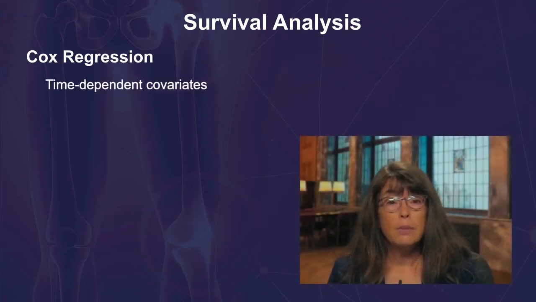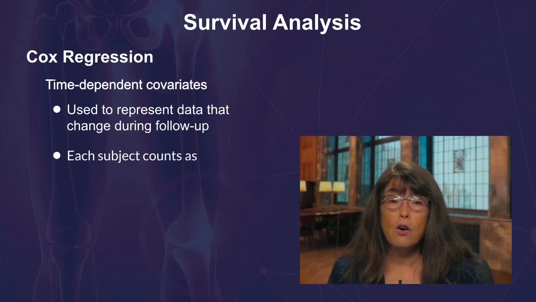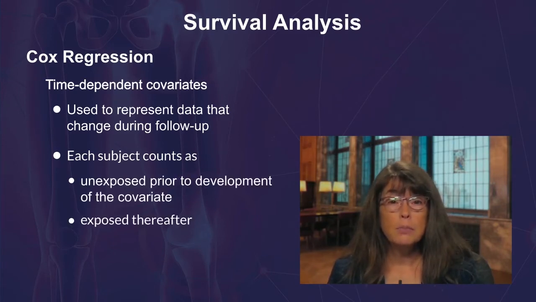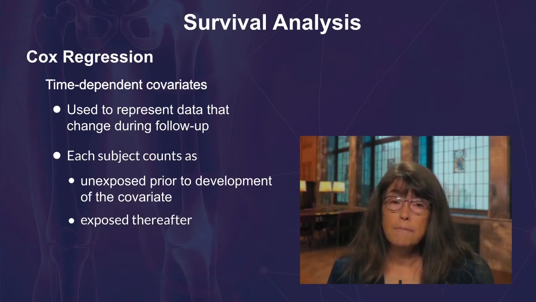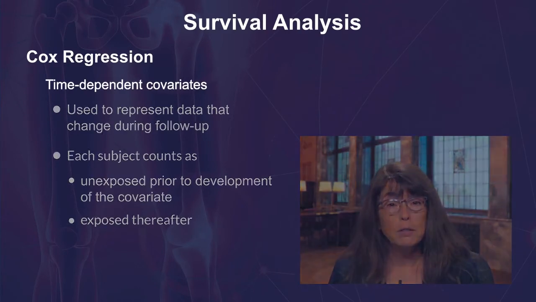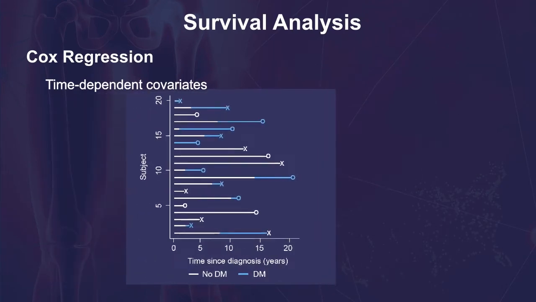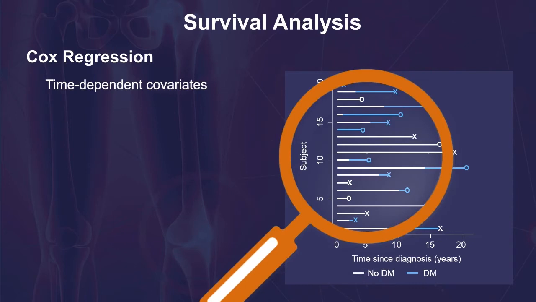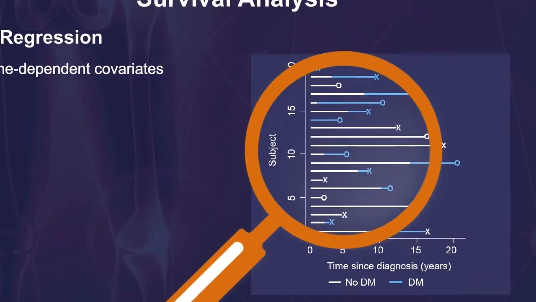Time-dependent covariates can be used to represent data that change over time during follow-up. If it's just a simple unexposed or exposed, then the patient will be unexposed prior to development of the covariate, in this example, the diagnosis of diabetes, and then exposed afterwards. In this example, the lines are white for people who don't have diabetes or prior to developing it, and they are blue on this figure beginning at the diagnosis of diabetes and thereafter.